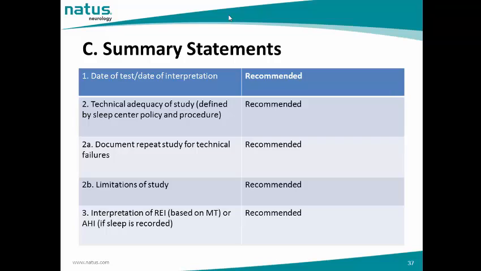In the summary statement, date of test and date of interpretation is recommended. Technical adequacy of study is recommended. Document repeat study for technical failures. Limitations of study is recommended. Interpretation of REI or AHI is recommended.